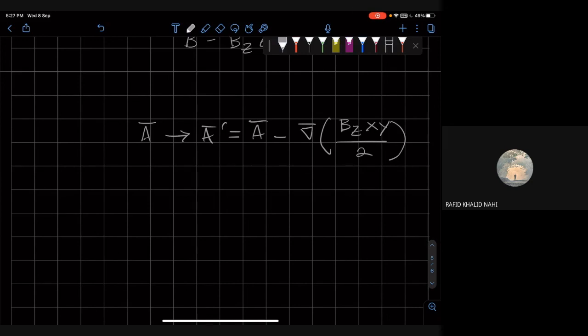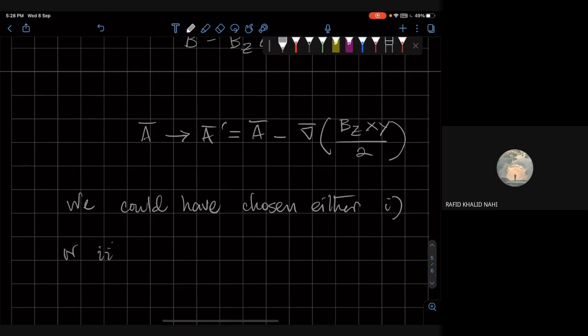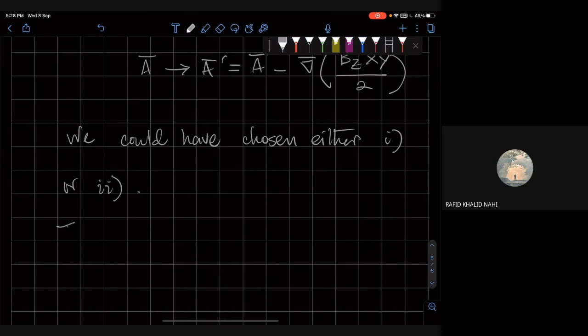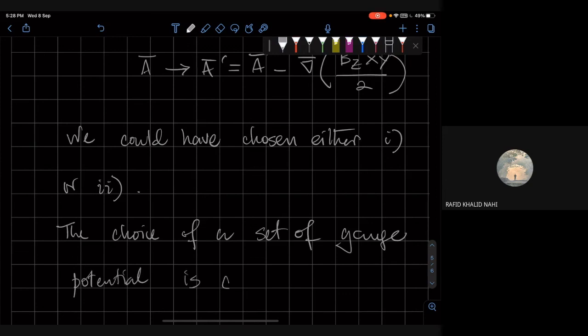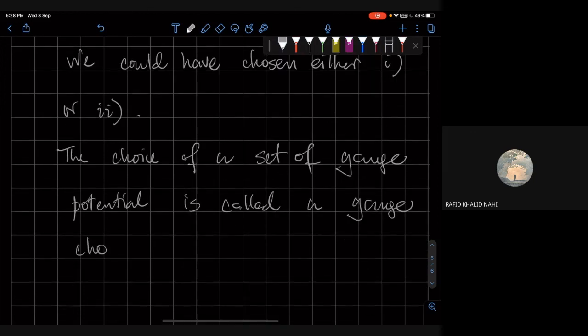So for example, we could have chosen either one or two to work with. The choice of a set of gauge potentials is called a gauge choice, okay? All right. Any questions?